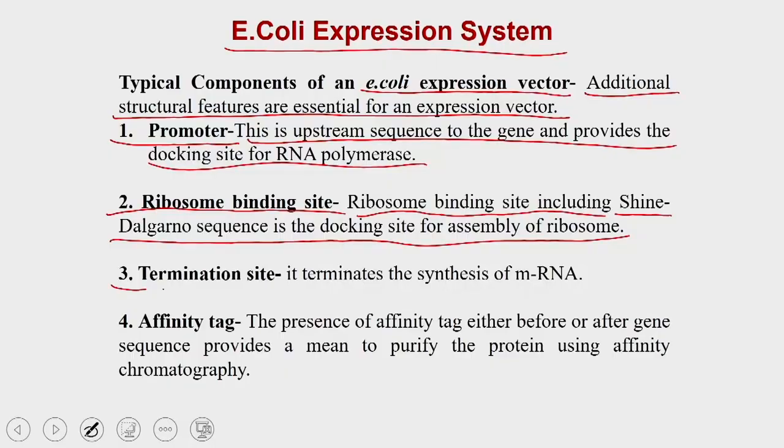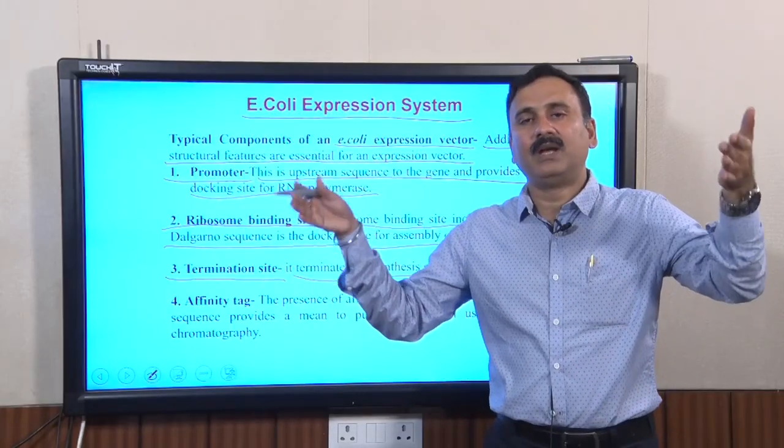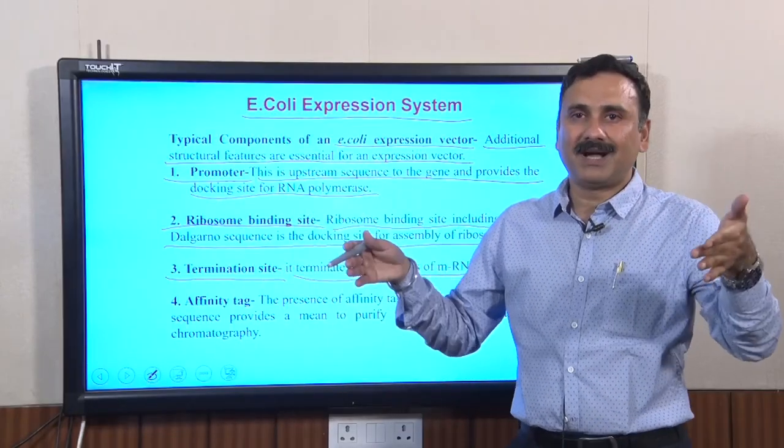The third is the termination sites, because once you start the synthesis of transcription, you have to terminate so that you are going to get the fully matured messenger RNA.